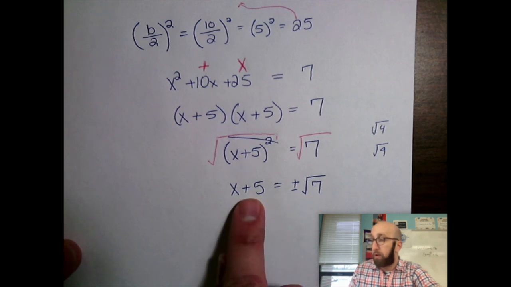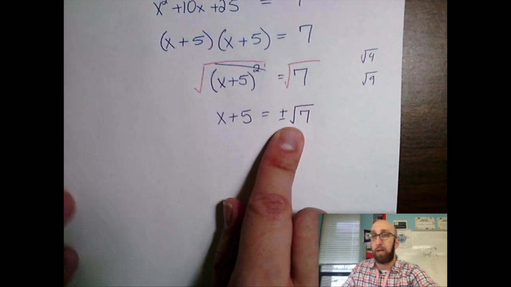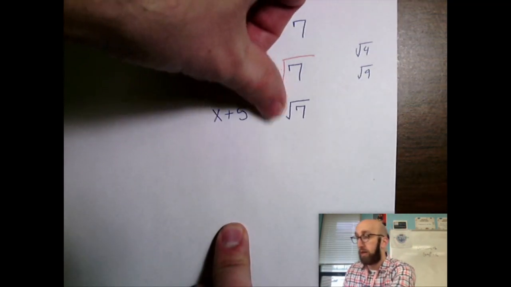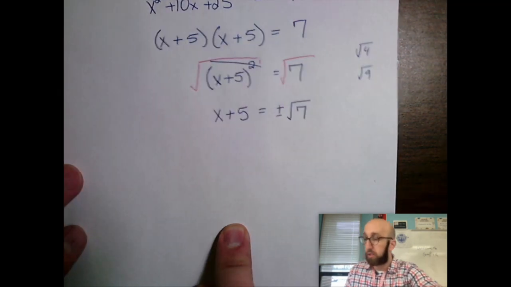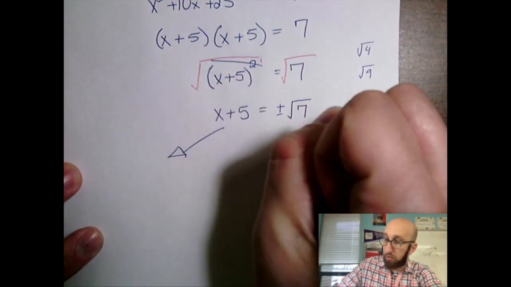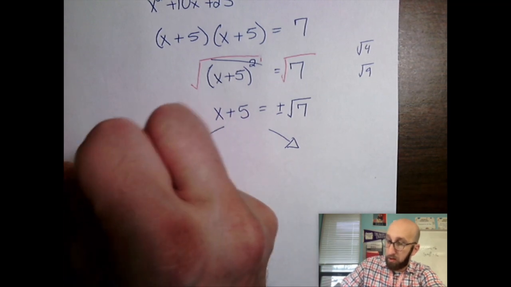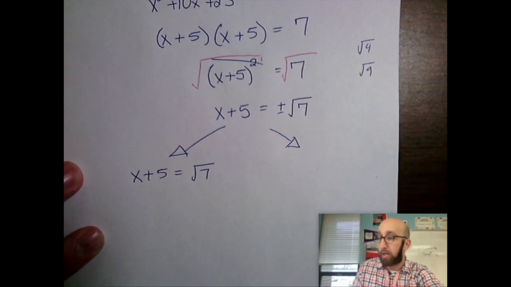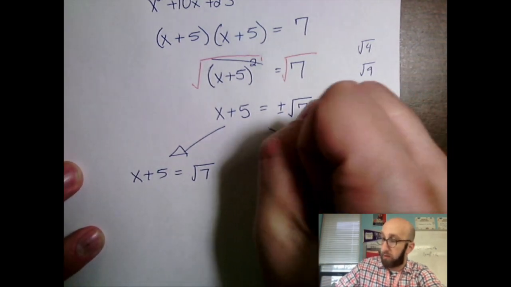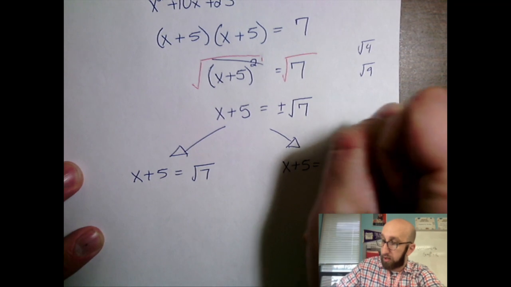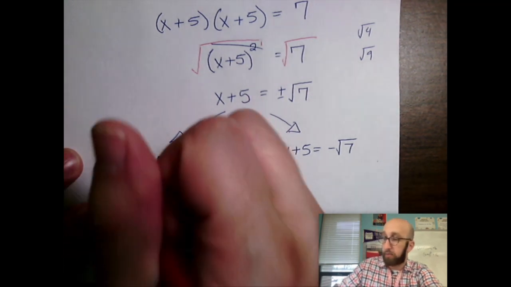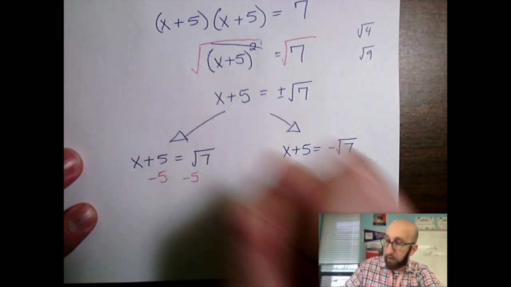From here, we have to account for both instances. I have to be concerned with when this is equal to the positive square root of 7 and when this is equal to a negative square root of 7. So I'm going to split up this problem. One of them is going to be x plus 5 equals positive square root of 7. And the other one is going to be x plus 5 equals negative square root of 7. From there, we're just solving. Got to get x by itself, so I'm going to subtract 5, subtract 5.